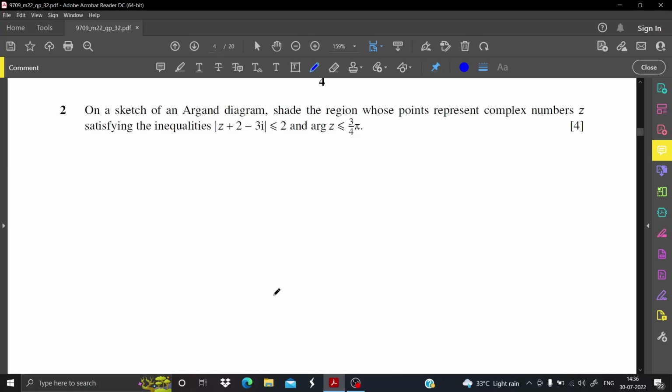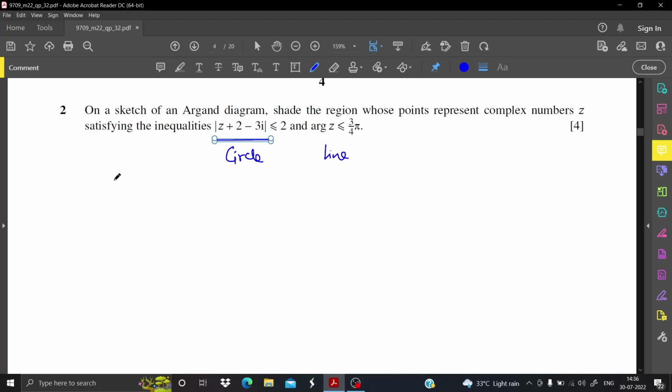Now moving on to the question number 2. On a sketch of an Argand diagram, shade the region whose points represent complex numbers z satisfying the inequalities modulus of z plus 2 minus 3i less than or equal to 2 and argument of z less than or equal to 3 by 4. So when you look at this question, you have to understand that this will give you a circle and this will give you a line.